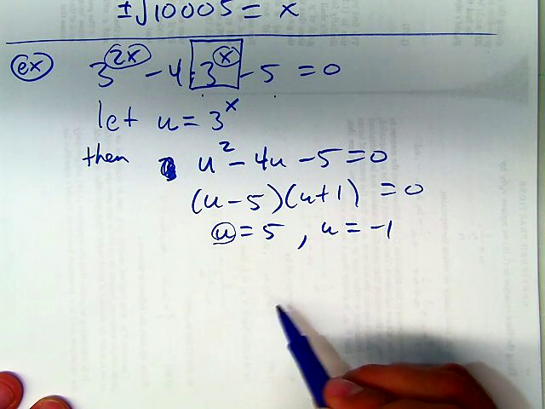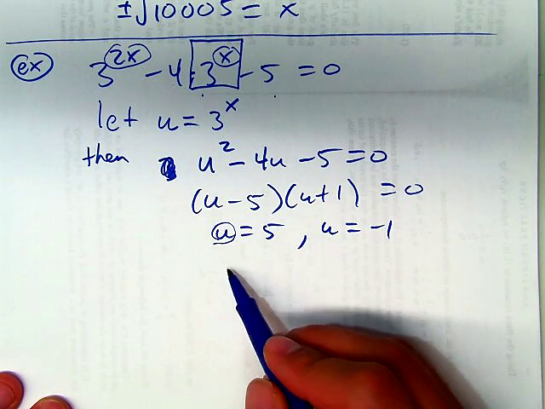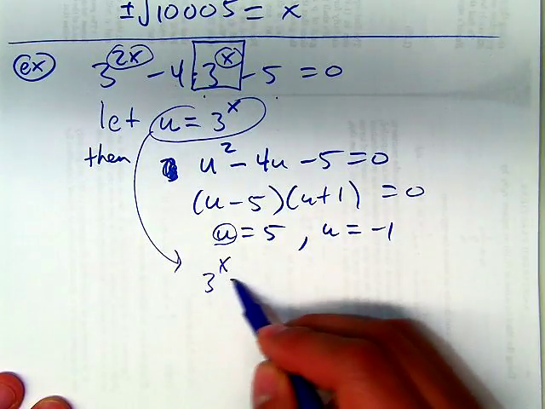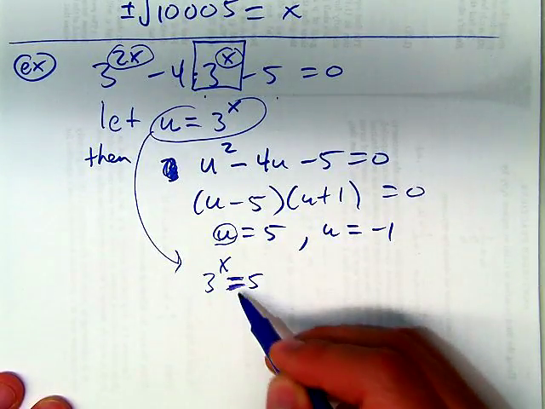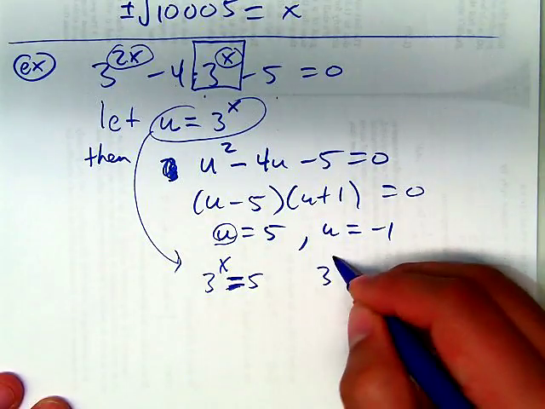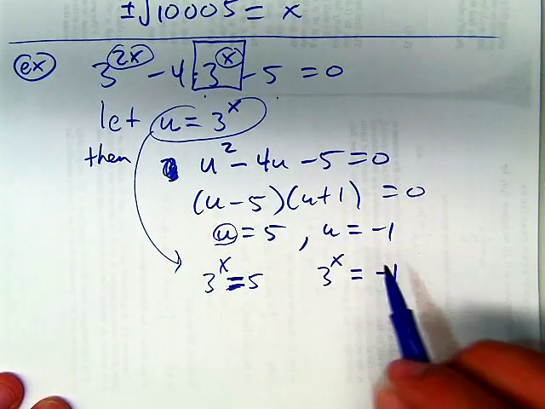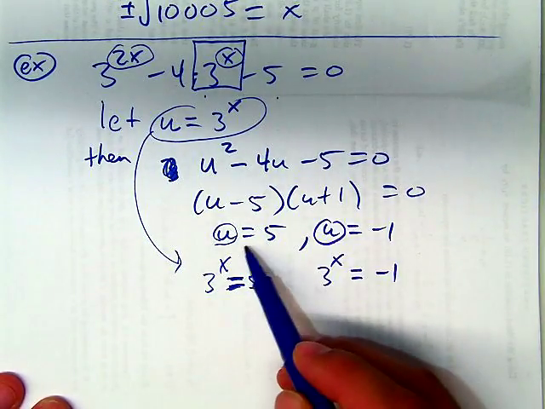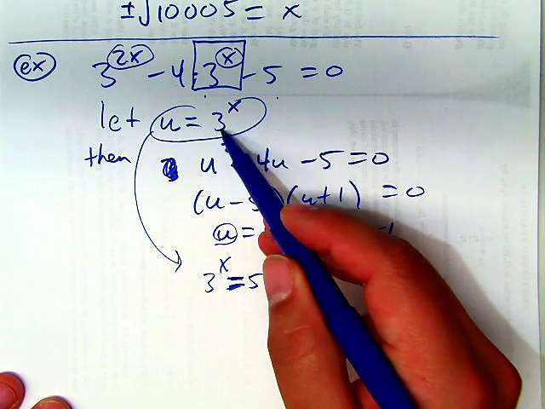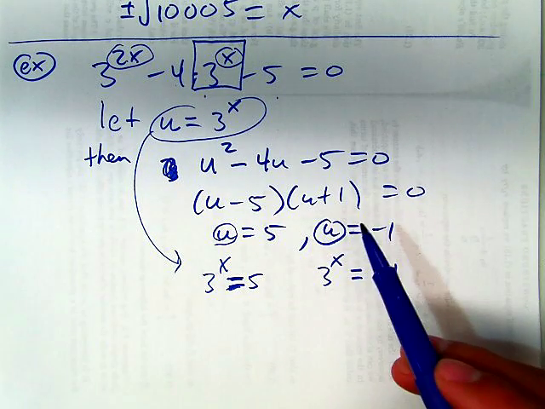So now this is going to be 3 to the x equals 5. So there's one of the equations that you have to look at. And the other equation is 3 to the x equals negative 1. All we're doing here is replacing u with our original substitution that was 3 to the x. Okay?